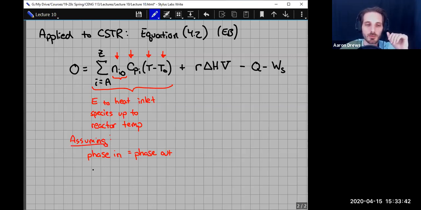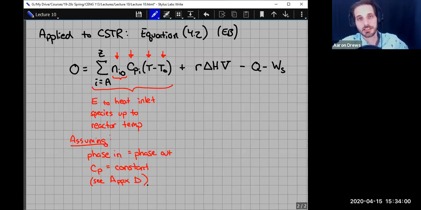The other major assumption that we have is that C sub P is constant. So if you need a heat capacity, go see Appendix D. And I've tabulated a bunch of heat capacities for you. Heat capacity can be a very strong function of temperature sometimes. And so I've tabulated the heat capacities at four different values of temperature. And so just find the temperature that you think is most representative of your reactor, pick that heat capacity and use that one.